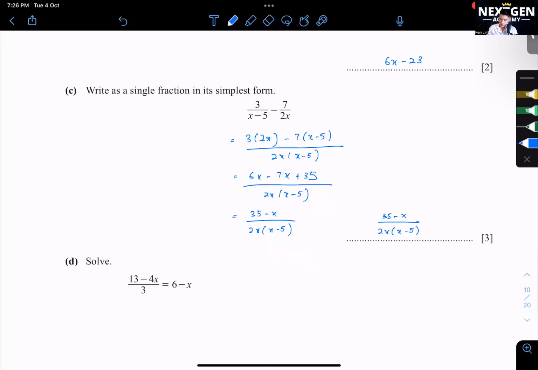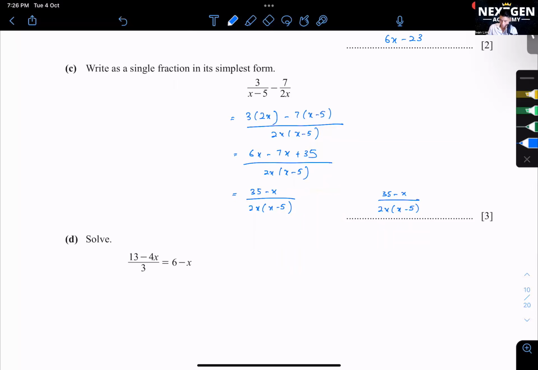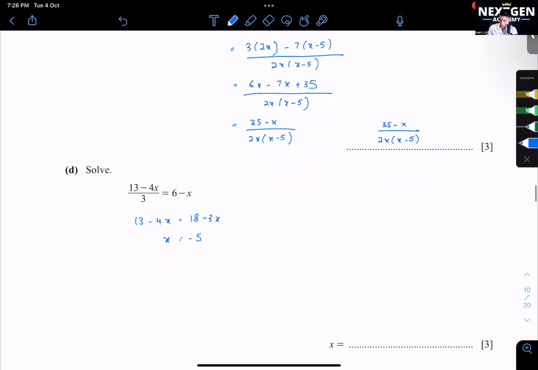Okay, solve 13 minus 4x over 3 equals 6 minus x. So I multiply the whole thing by 3 first, and I'll get 13 minus 4x equals 18 minus 3x. Rearrange it, you get x equals negative 5. The x terms all put on one side, the non-x terms put on the other side.